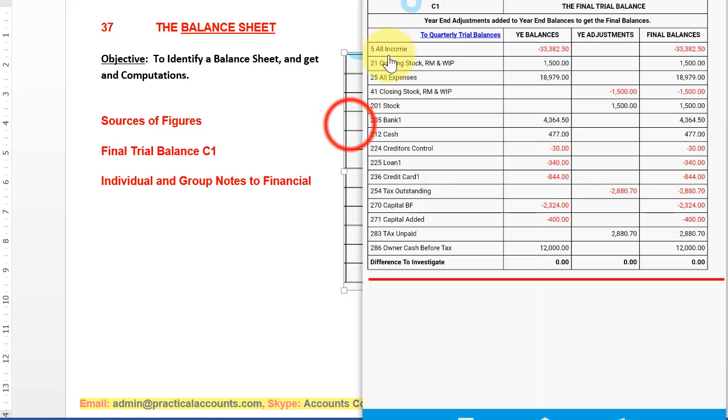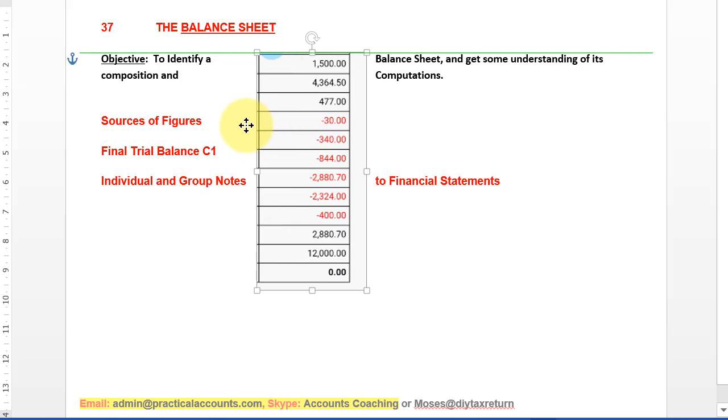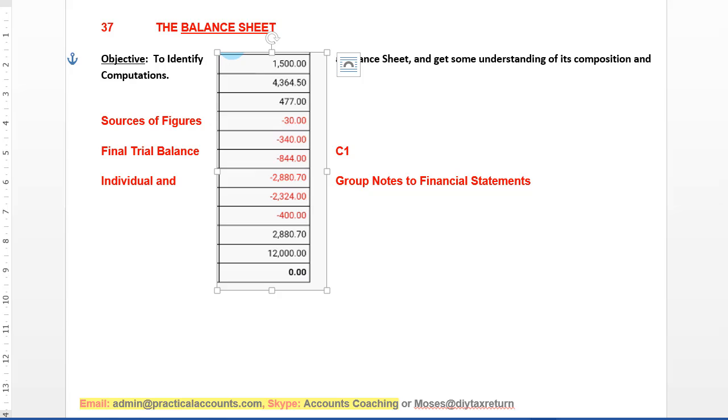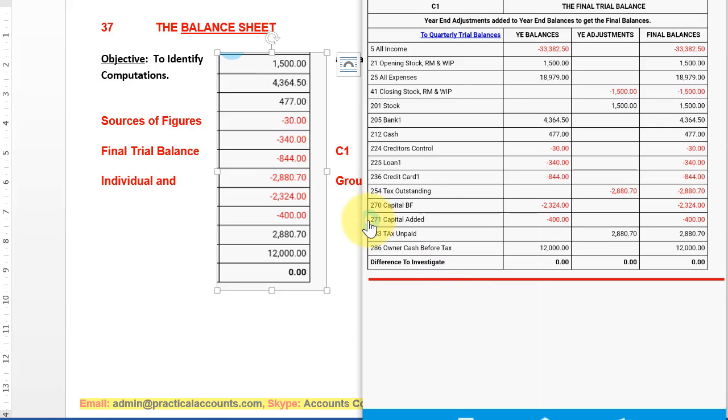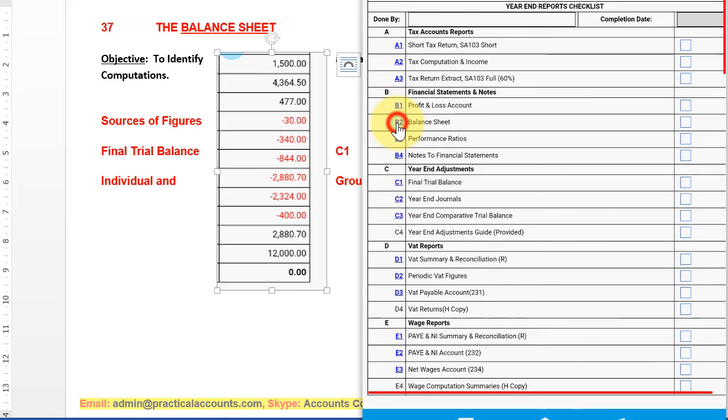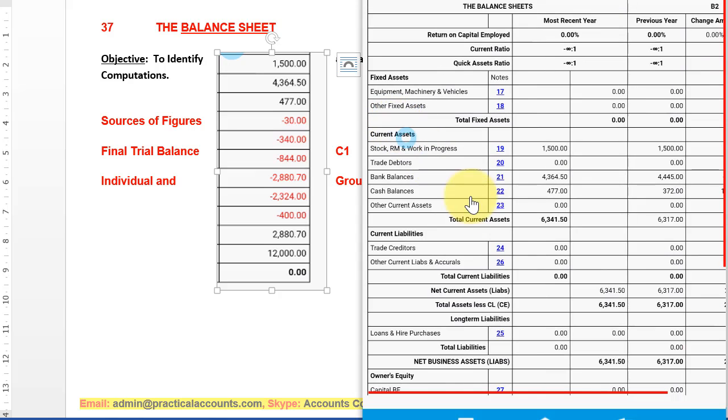We now look at the balance sheet. Now we need to drag this to the left. Okay, go back to our device. There we are. So this is C1. Like you can see, we've taken balances from account 201 up to account 286. Now let's go back and now address the balance sheet itself.